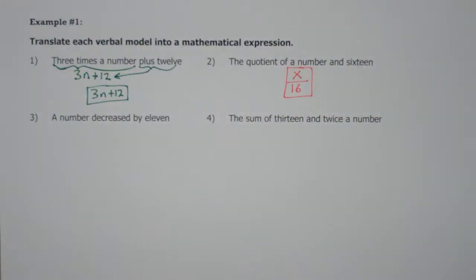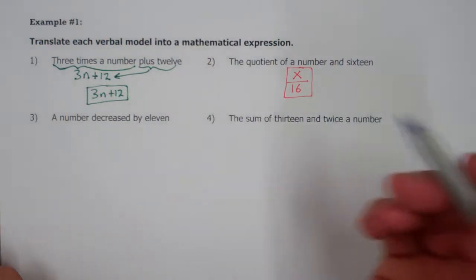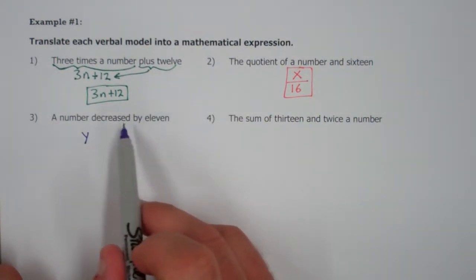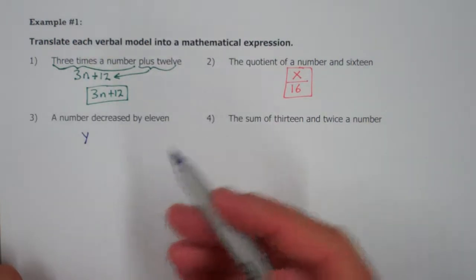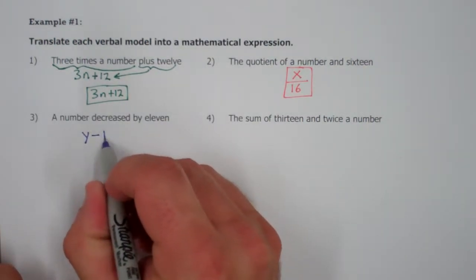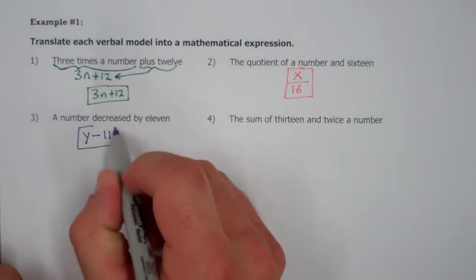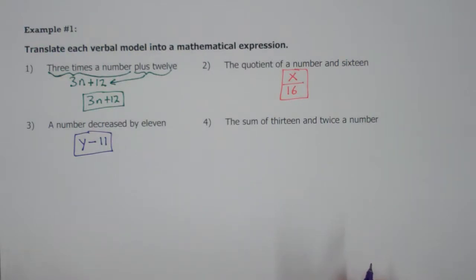Number 3 says a number decreased by 11. So we're going to start off with a number. We're not multiplying or dividing that number by anything, it's just a number. Let's make it y maybe. And then decreased by 11, lowered by 11, so we want to use a subtraction symbol here, and then our number value of 11. So y minus 11 is your mathematical expression.